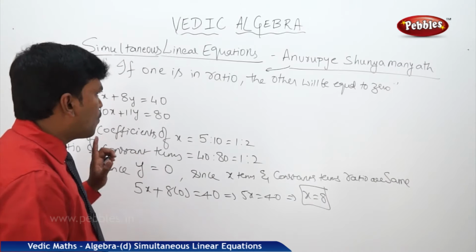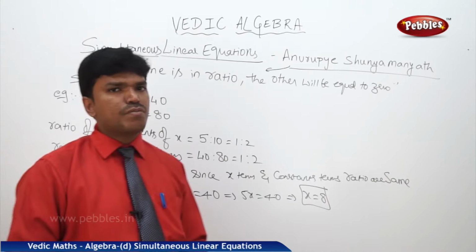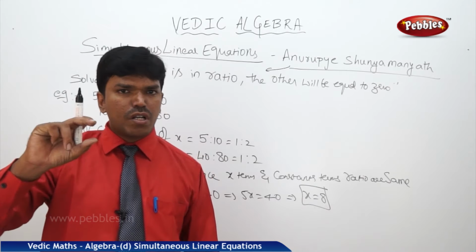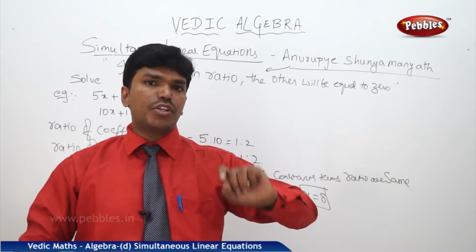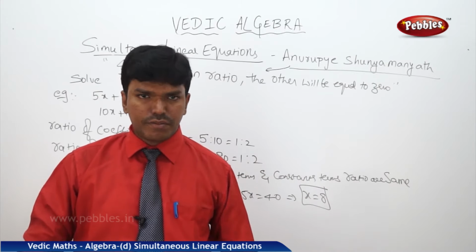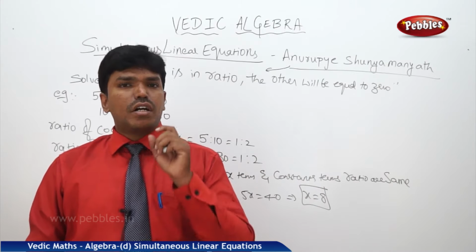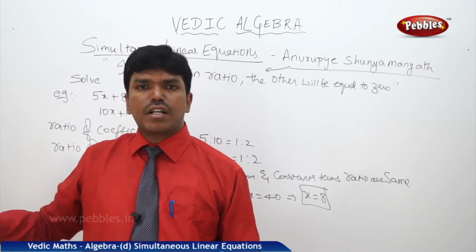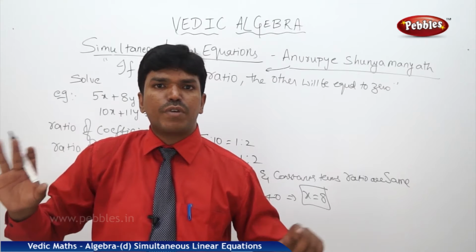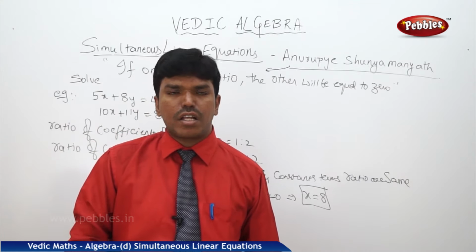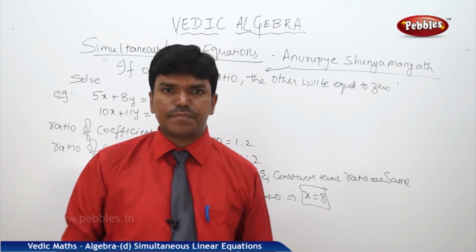So what is the rule here? Whenever you observe that the ratio of any one of the terms is equal to the ratio of the constant terms, then obviously the other term will become 0. In this context, the x terms ratio is the same as the constant term ratio, so obviously the y term will become 0. Now let us see some more examples.